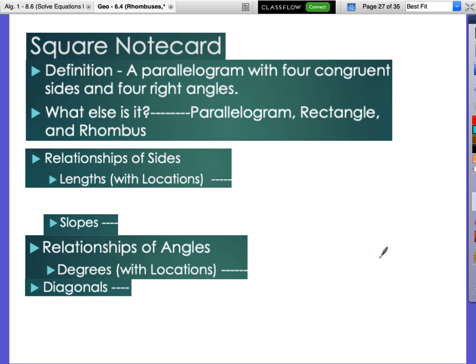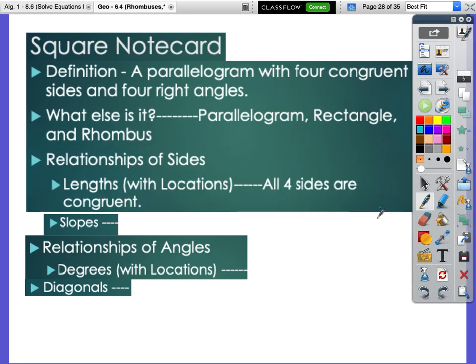Relationships of sides. What do you know about the sides of a square? All 4 sides are congruent.